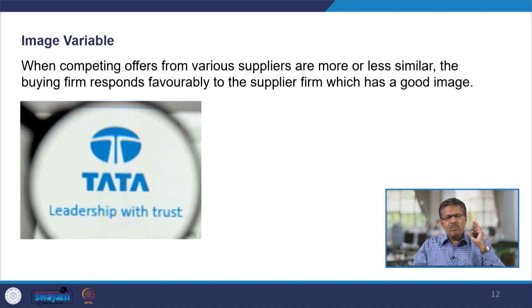Now, just imagine Tata, for example, Tata Steel. Tata Steel is a manufacturer of steel. Now just imagine what differentiation are you going to do in steel? Steel is more like a commodity. But when it comes to the image of the firm, Tata, if anybody is an Indian, he would understand the kind of image it has created: leadership with trust. The word trust is always associated with Tatas. So, this kind of image also creates a differentiation and helps in the positioning.